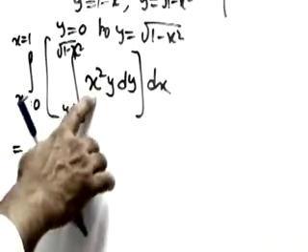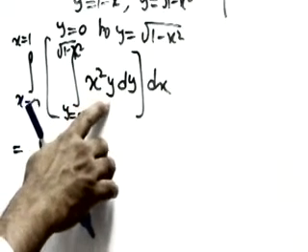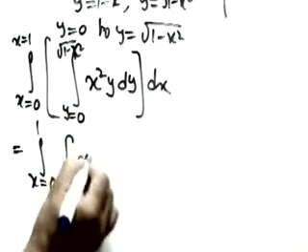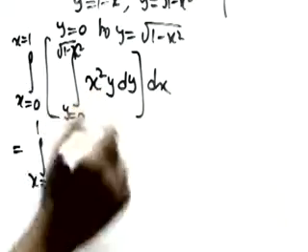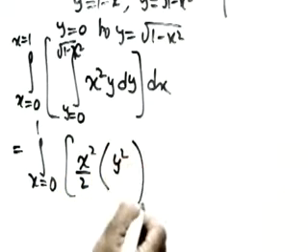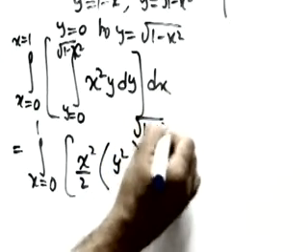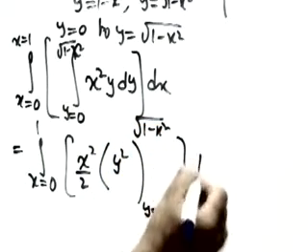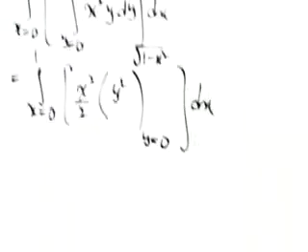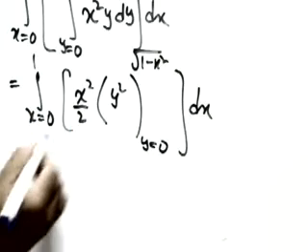Now if we integrate with respect to y, x square is constant. So x square you write as it is. Integration of y is y square by 2. I'm writing the 2 outside, y square by 2. Now you take the limits, y equals 0 to y equals under root of 1 minus x square. Now we have integrated with respect to dy, so we write no dy. Now we have to substitute the upper limit minus lower limit.